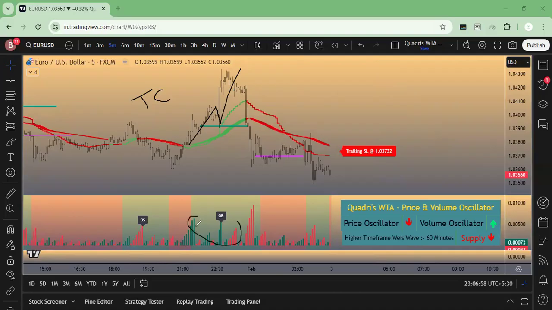Here demand is greater compared to the supply. You can see red stands for supply, green stands for demand, and the background is green. That means the higher time frame is showing green, and on the lower time frame, these histograms are plotted based on the 5-minute time frame, and this background is based on the 60-minute time frame. So we are trading a 60-minute up move with a pullback on the 5-minute time frame.